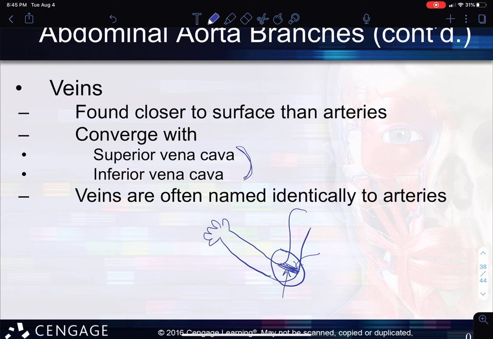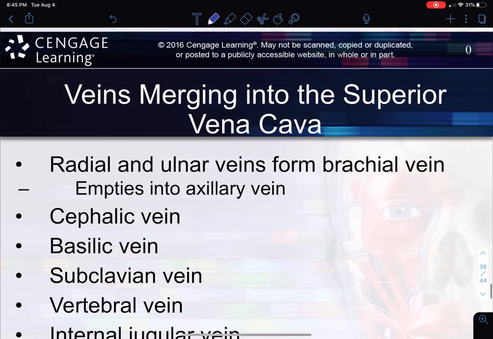Veins are typically named the same as arteries, so where one artery runs in one direction, the vein will be right next to it, running in the opposite direction, and they'll probably have the same name. There are very few places in the body where they're different, and usually there's a reason why.